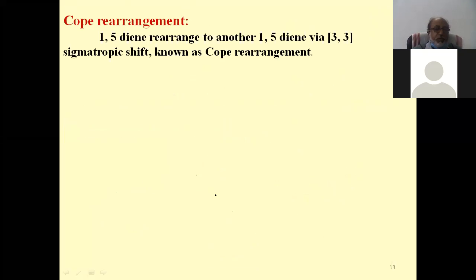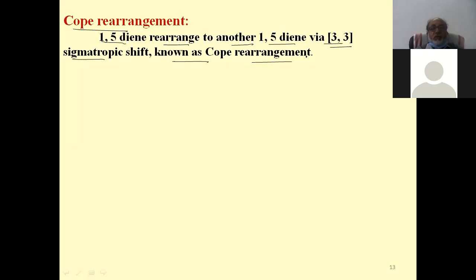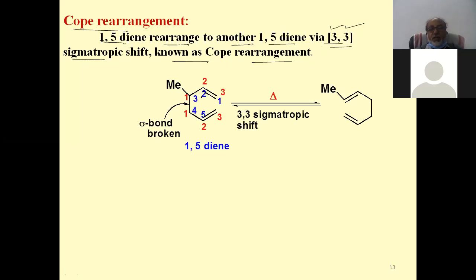Cope rearrangement. Here you have to see it very carefully. What is Cope rearrangement? Already we know that one. Cope rearrangement is a 1,5-diene rearranged to another 1,5-diene via a 3,3 sigmatropic shift, known as Cope rearrangement. So this is a 3,3 sigmatropic shift, and that also will take place thermally. You can see this one. Another 10 minutes, this video will be over.